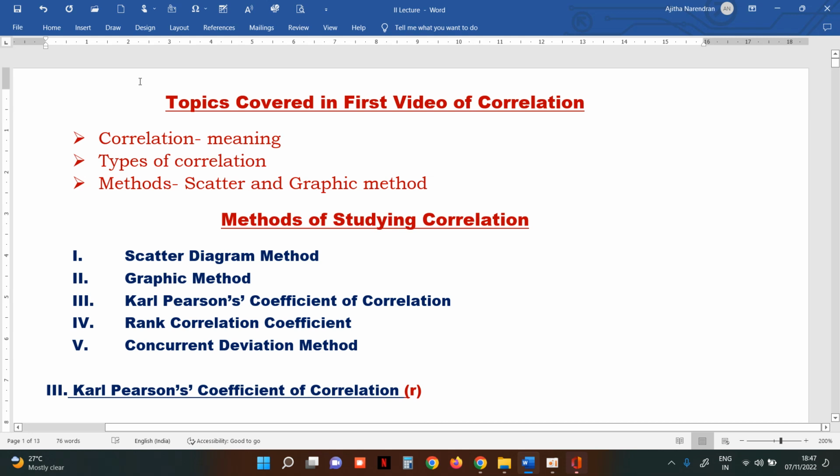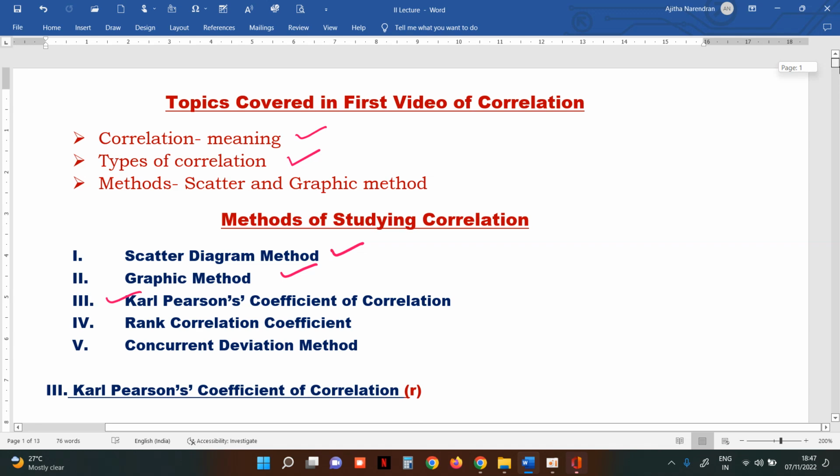In the first part, we have seen the meaning of correlation. We have completed the meaning of correlation. What are the different types of correlation? And among these methods, we have completed what is scatter diagram method and graphic method. In today's video, we'll see Karl Pearson's coefficient of correlation. One method we'll be seeing is how to compute Karl Pearson's coefficient of correlation.